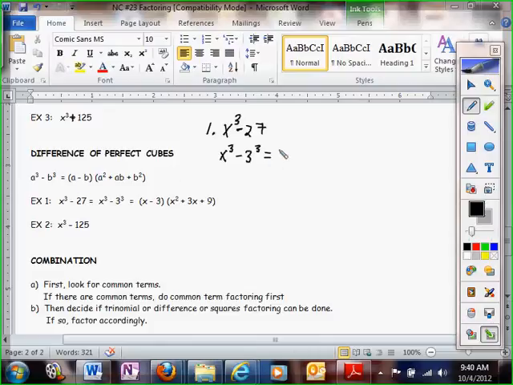First term minus the second, first term squared, plus the first times the second, so 3 times x is 3x, plus the last term squared, which is 3 squared, which is 9. And I'm done.